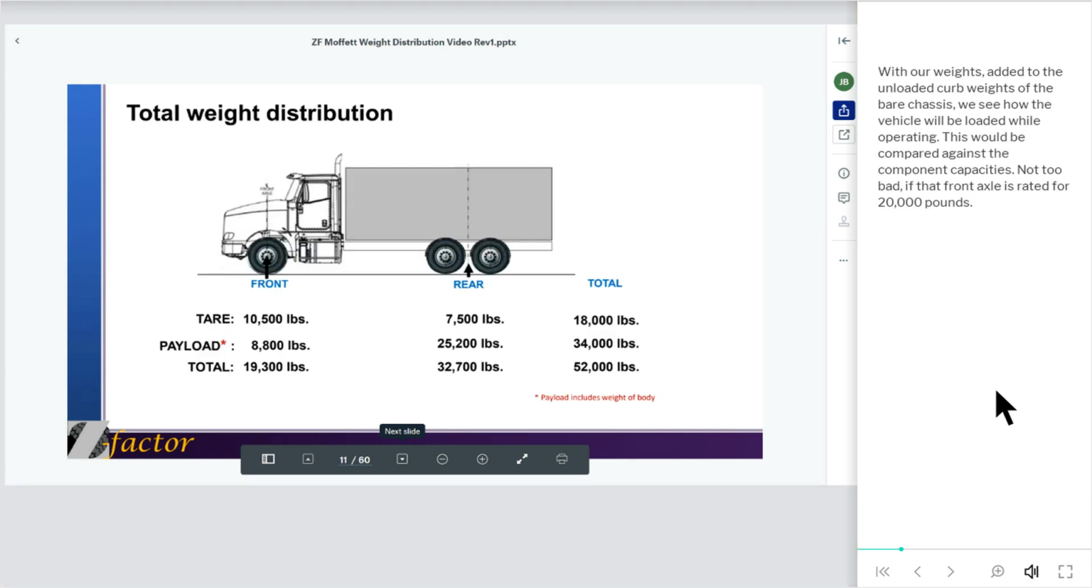With our weights added to the unloaded curb weights of the bare chassis, we see how the vehicle will be loaded while operating. This would be compared against the component capacities. Not too bad, if that front axle is rated for 20,000 pounds.